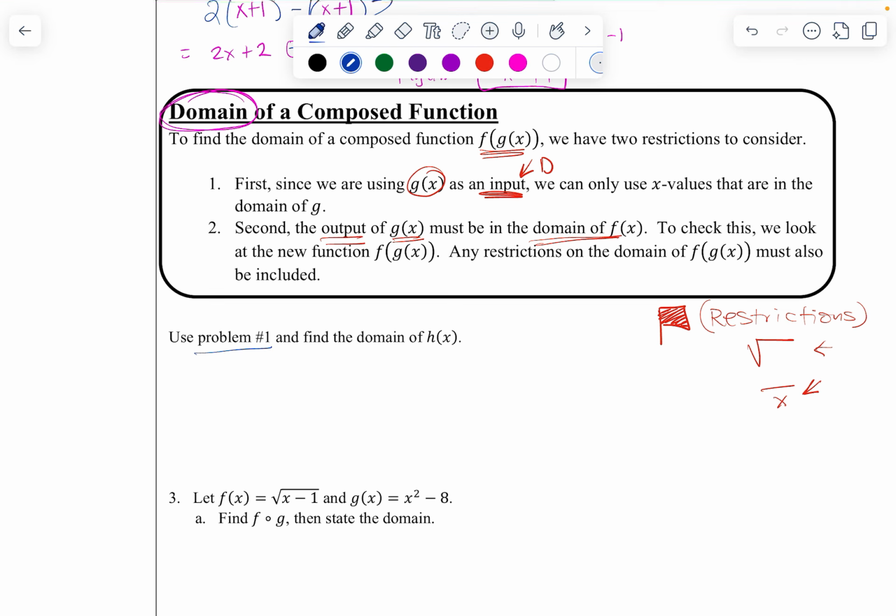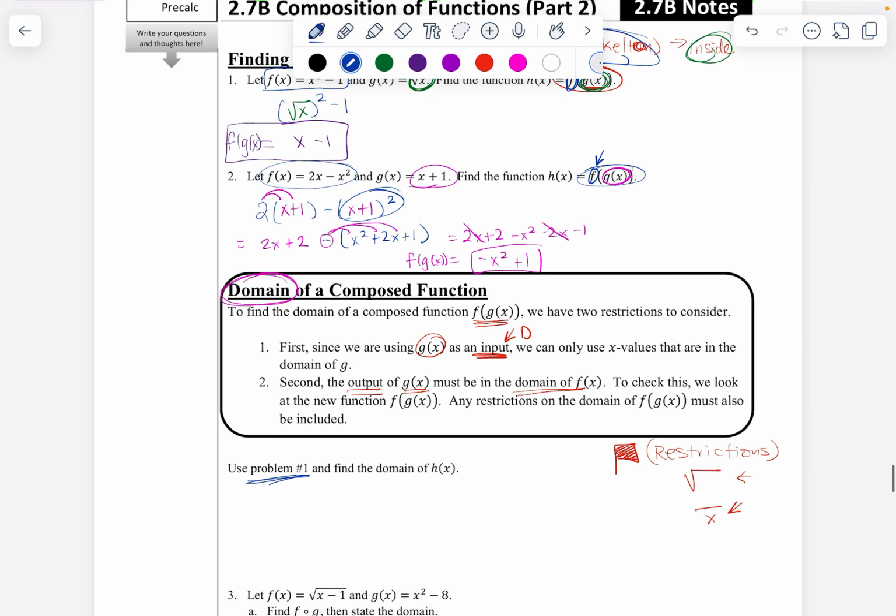So let's start using problem number 1. Let's find the domain. So first of all, f of g of x we found already was x minus 1. And if I'm looking here, there's no restrictions because I don't have a root and I don't have a denominator, so there's no restrictions. We also need to look at the input.